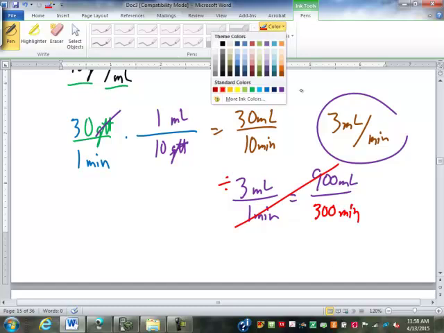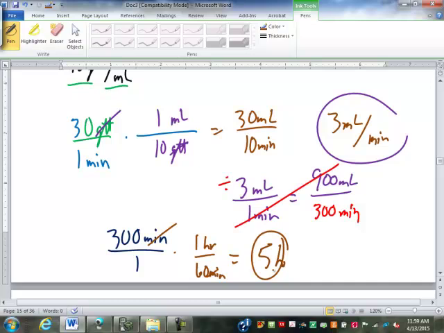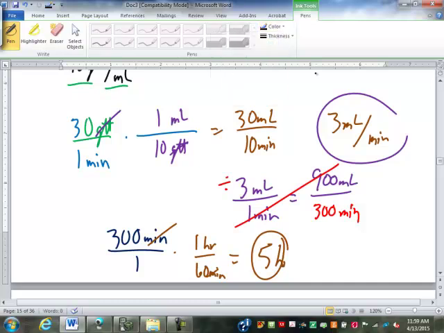And from there, since we want the answer in hours, it's simply a matter of taking 300 minutes and converting it into hours to get 5 hours. So it takes 5 hours to infuse 900 milliliters at that flow rate of 30 drops per minute.